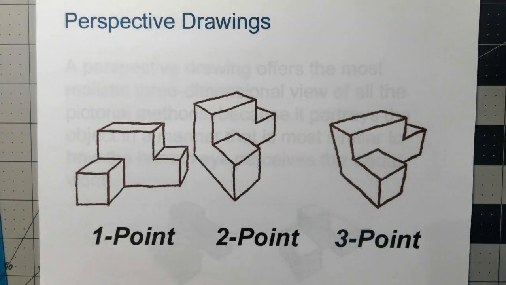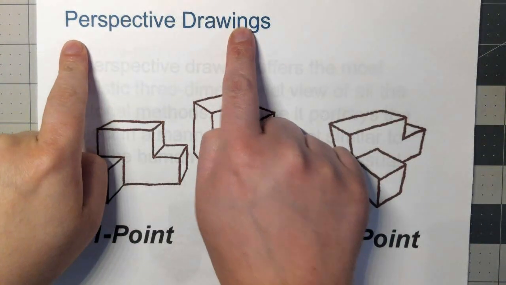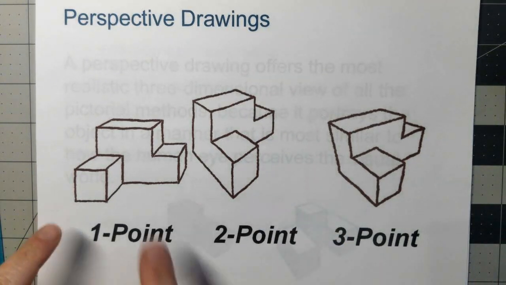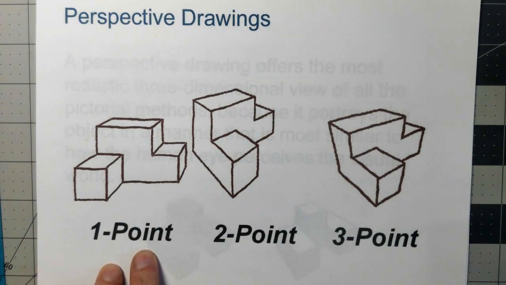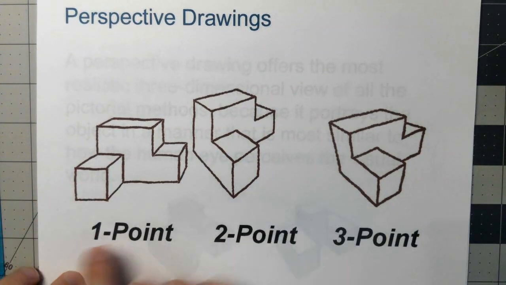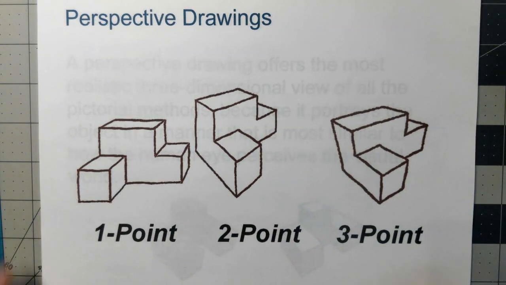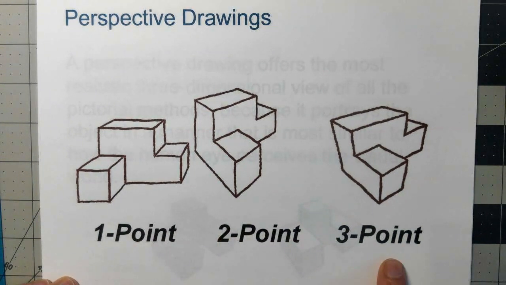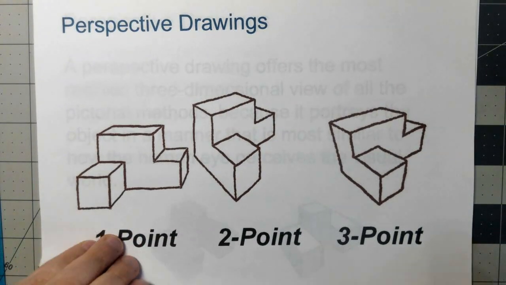Hello engineers, in this lesson we're going to learn about perspective drawings, and more specifically we're going to learn how to make a one-point perspective drawing. Here we have the three main types of perspective drawing: 1-point, 2-point, and 3-point. And what does that mean?